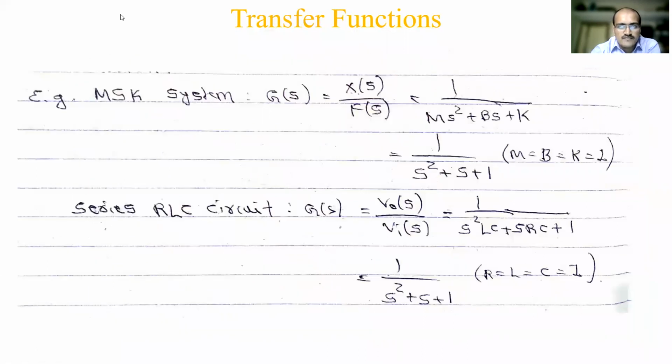Take an MSK system, or MKS as we'll call it, a mass, spring and damper system. We took this mechanical system last time. You have the mass M, and a spring K connected to the ground, and here you have the damper B. It is a simple mechanical system with one element each, and you apply the force over here. When you apply the force, you will get a displacement X.